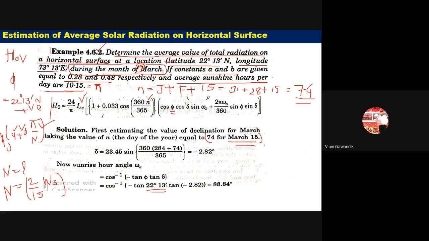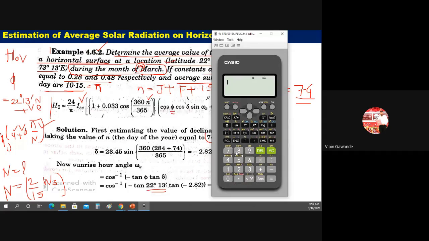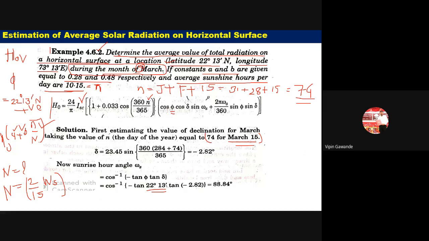I hope you know how to calculate that value. This is 22 degrees 13 minutes, so it comes out to be 22.21. This value you have to take while calculating. Then we have the delta value.